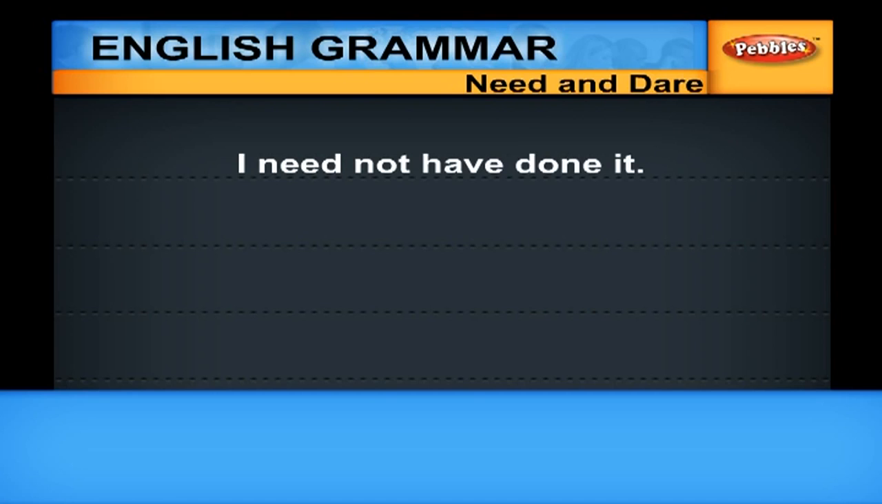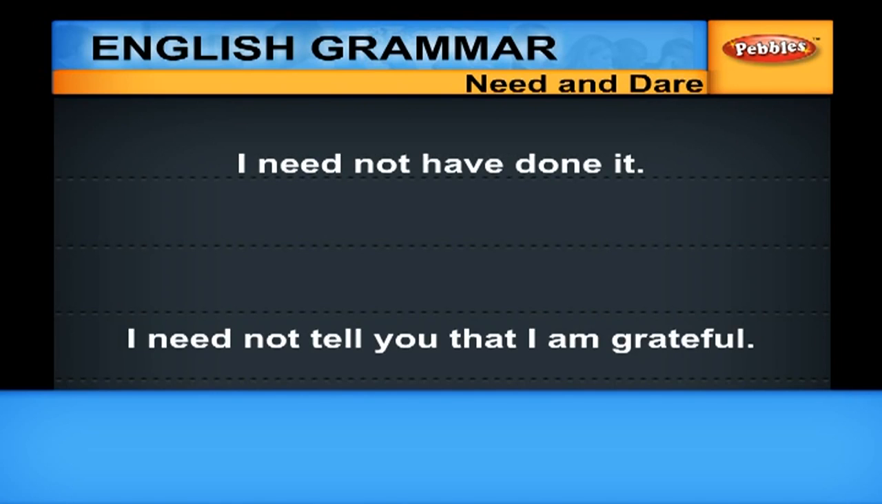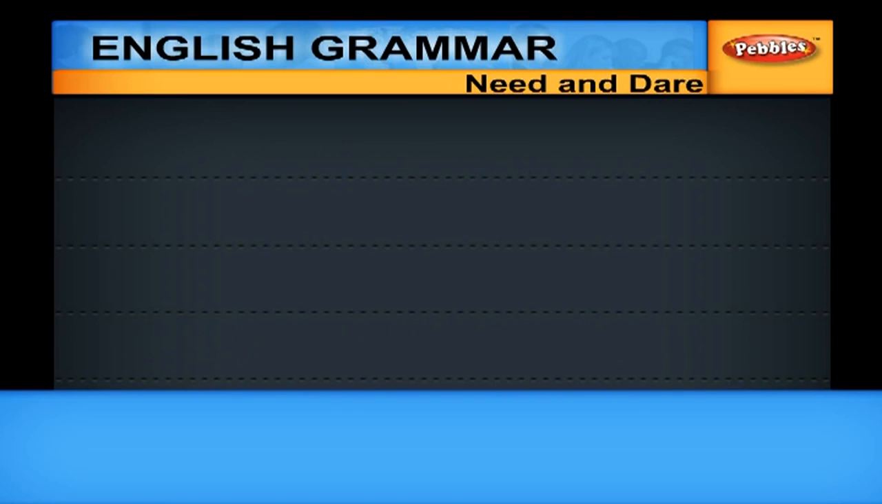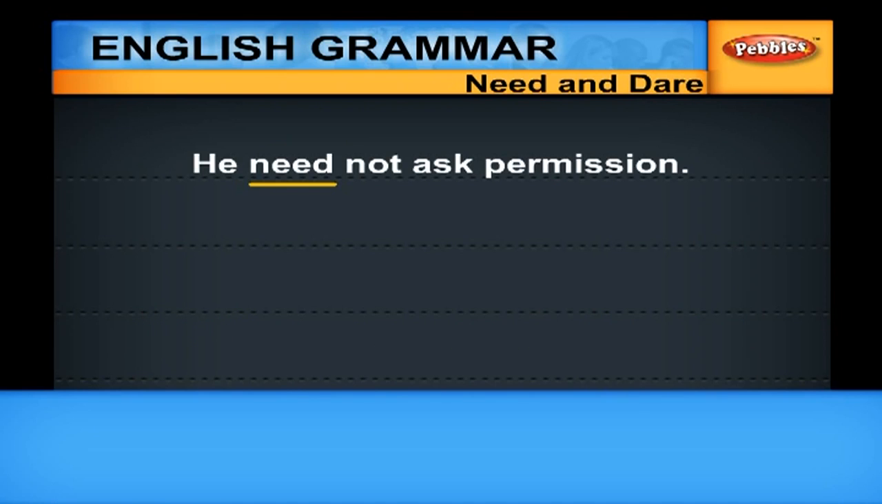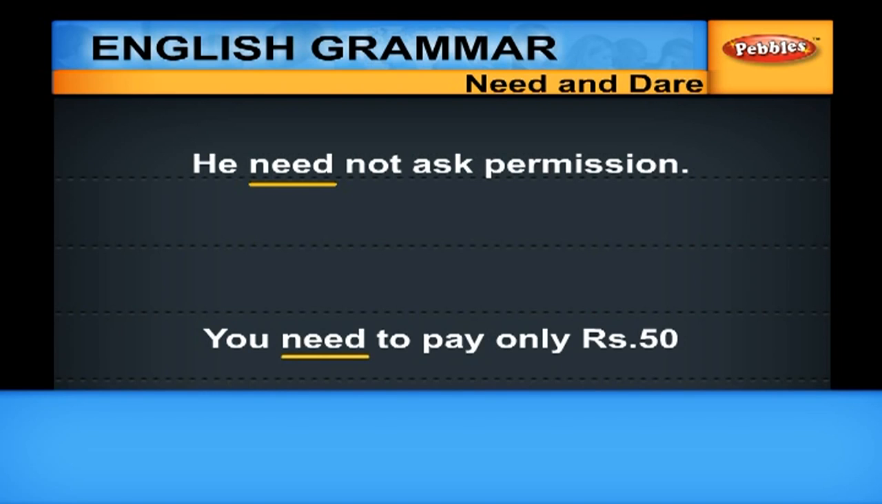I need not have done it. I need not tell you that I am grateful. Here, we are using need as a modal auxiliary. He need not ask permission. You need to pay only 50 rupees.